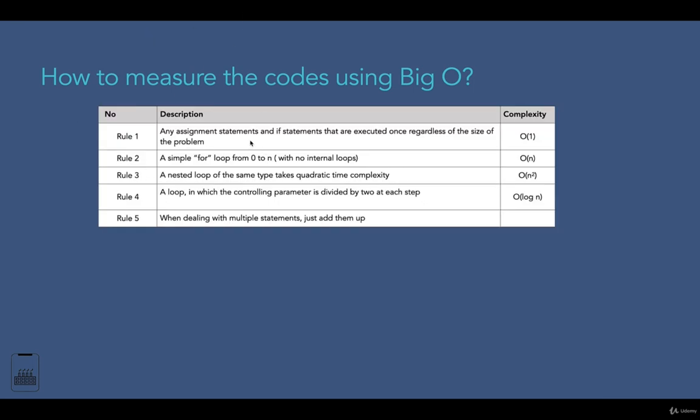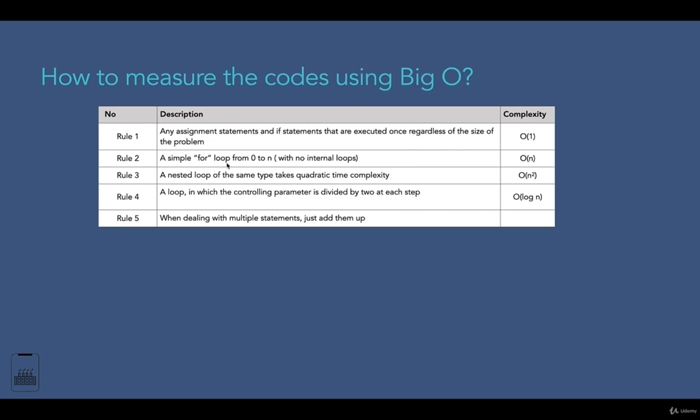So the first rule is any assignments or if statements that are executed once, regardless of size of the problem, will take O1 time complexity. So this means that if you are doing an assignment in our codes and if you write if conditions, the time complexity for these expressions will be O1.